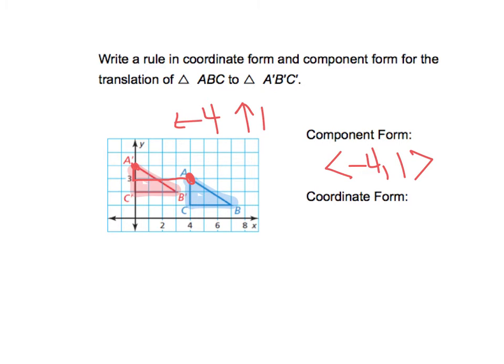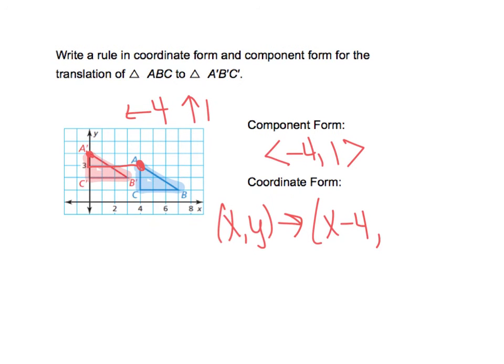If we are going to write it in coordinate form, we'd say we're going to start at our regular old x and y, and our x is going to go to the left 4, which is negative, so we're going to go x minus 4, and our y is going to go up 1, which would be y plus 1.